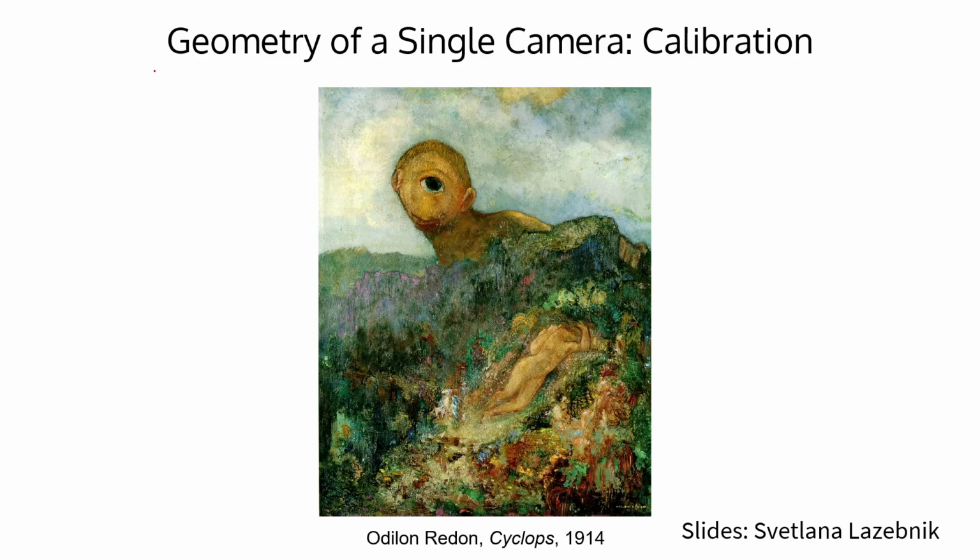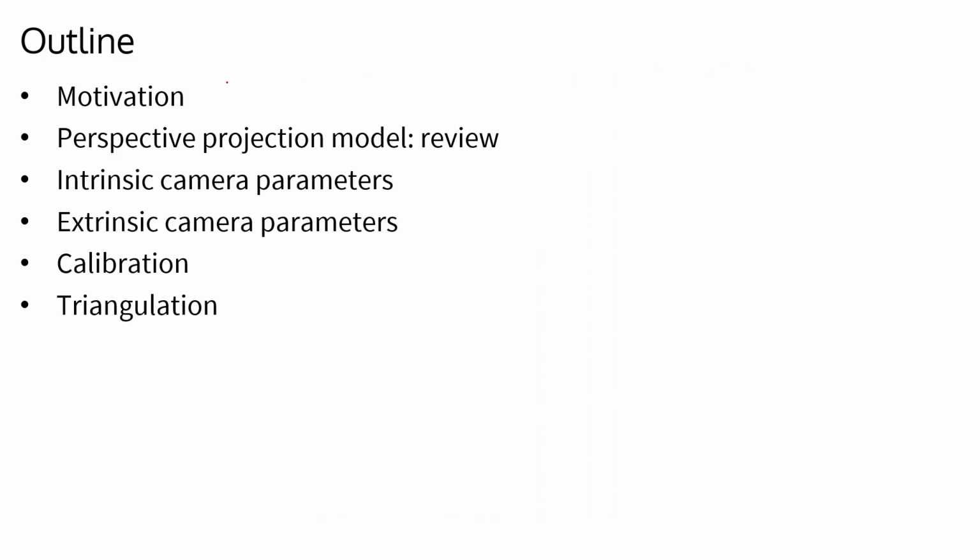Hello everyone, let's study the geometry of a single camera. This is called camera calibration. So we want to see why we need to study this camera calibration and then look at the perspective projection model, and then we look at the intrinsic camera parameters, extrinsic camera parameters, calibration and briefly about triangulation.